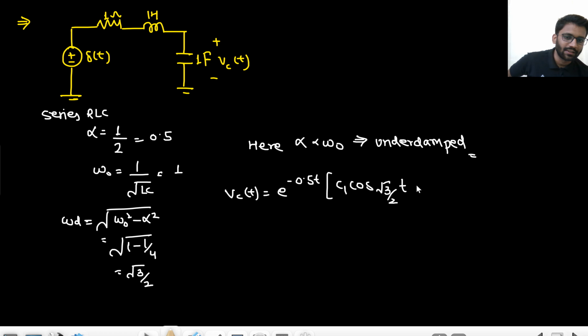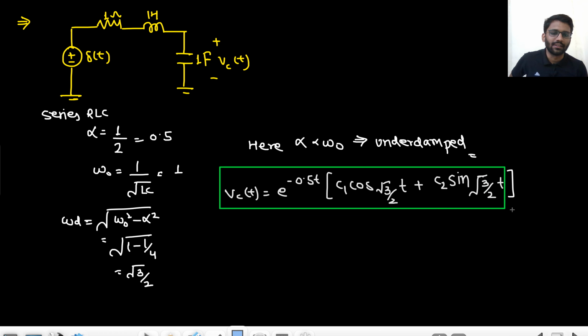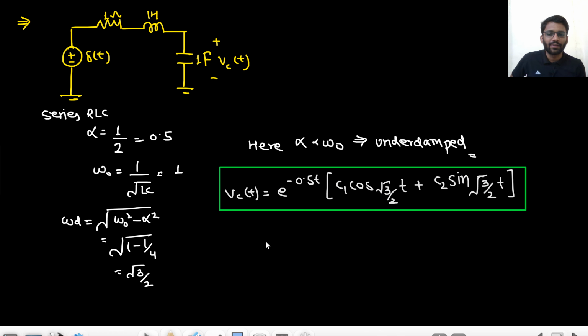All this we have studied. That's how I am writing it. Or if you find alpha and omega naught, then you can simply find the roots. After finding the roots as well, you will get the same thing. So this is my VCT that I am getting. Now I need to find the value of C1 and C2.